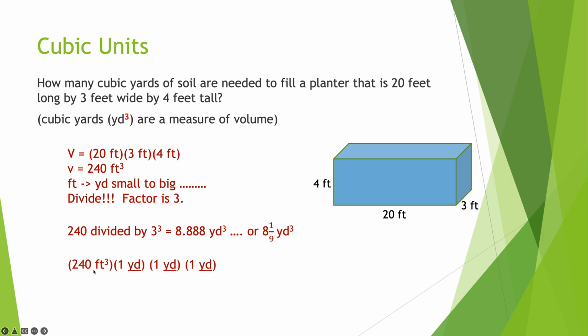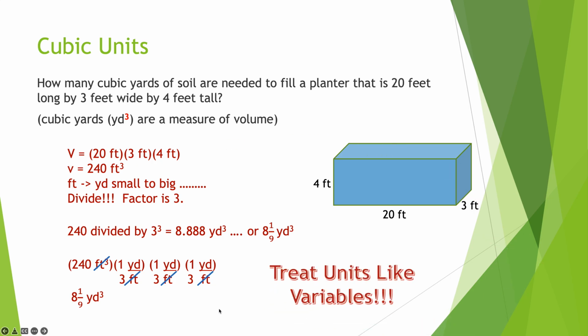Another way to do it, set up your 240 feet cubed, and then I have 1 yard is 3 feet, 1 yard is 3 feet, 1 yard is 3 feet. I set up my divides or my cancellations. There they are, and I'm left with 8 1/9 yards cubed. Yards cubed because I'm left with yard times yard times yard. Treat units like variables. Okay, if I had x times x times x, it would be x cubed. Now I have yard times yard times yard, which is yard cubed.